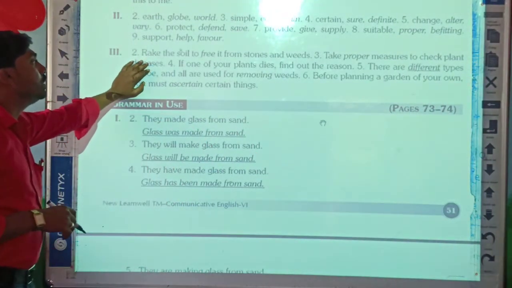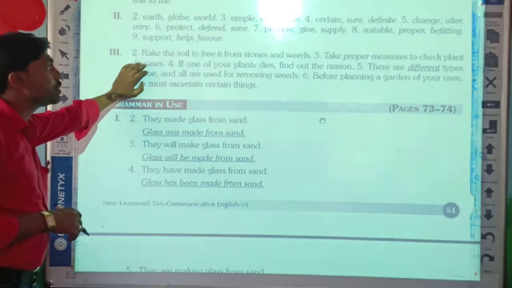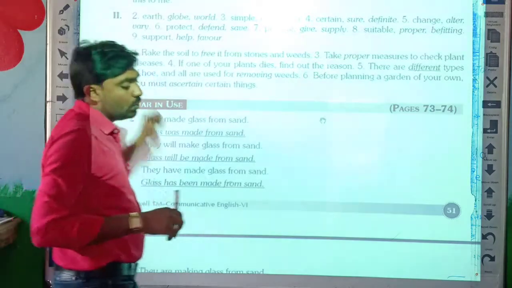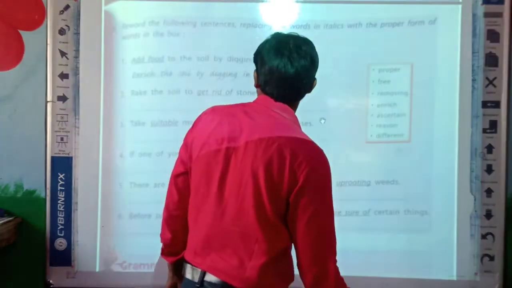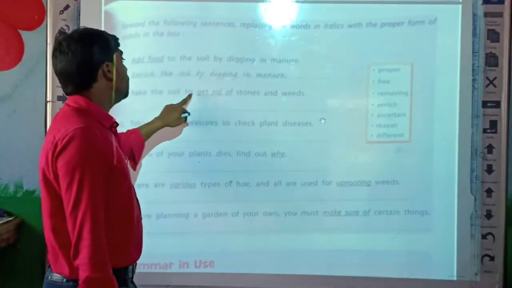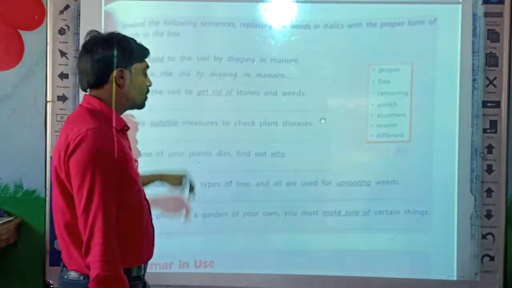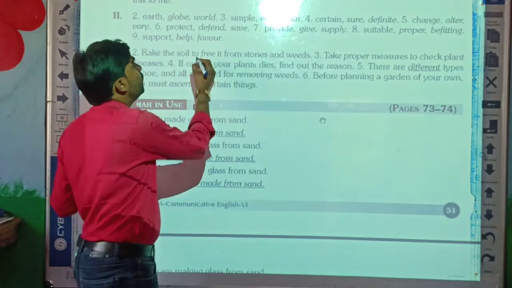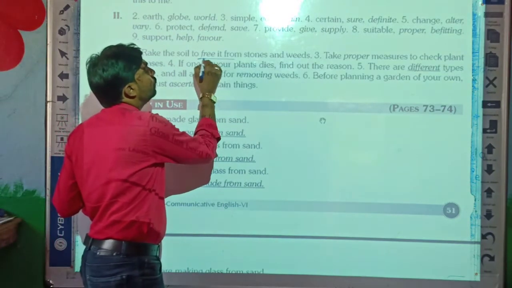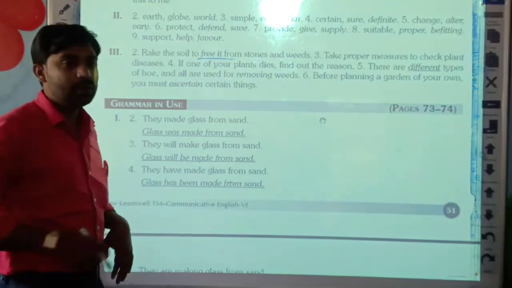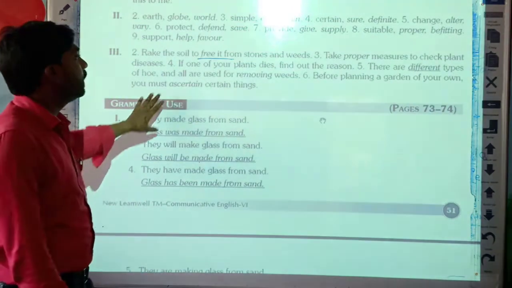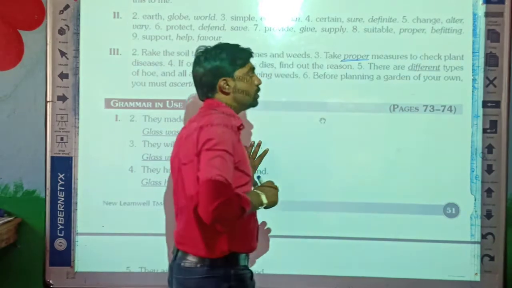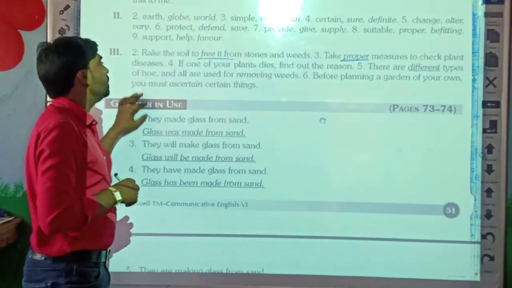Rake the soil to free it from stones and weeds. Which word is used here? Rake the soil to get rid of stones and weeds. So rake the soil to free it from stones and weeds. Next, take proper measures. The proper word is used here to check plant disease.